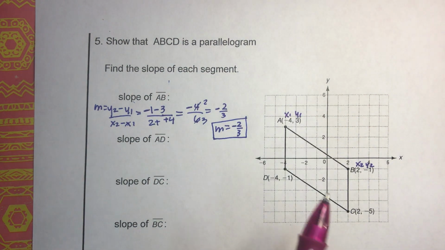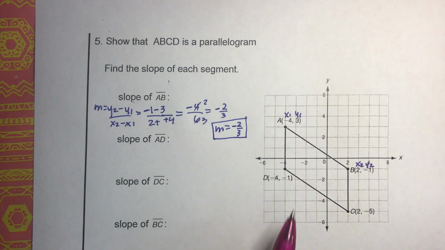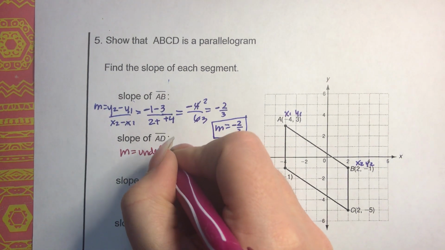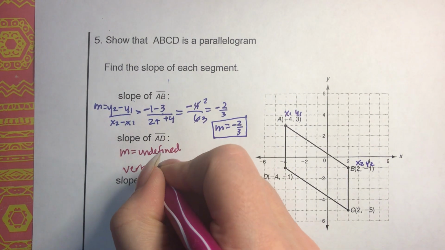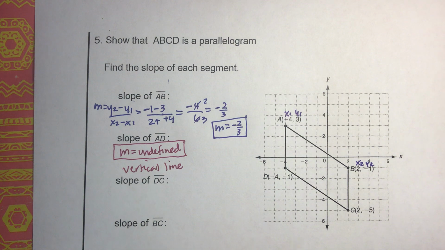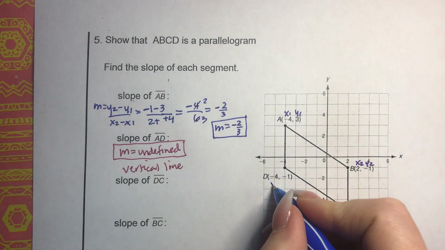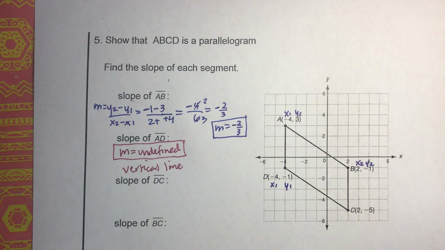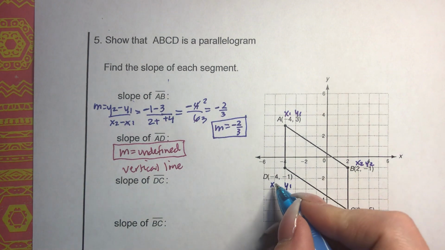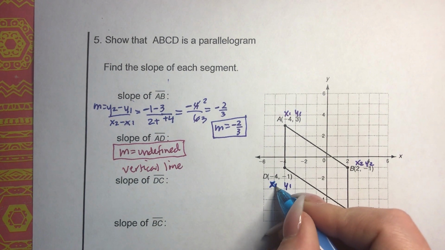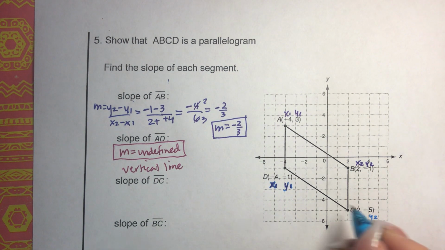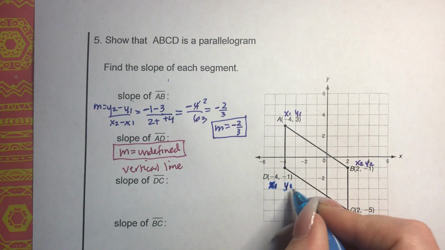Different color. Now we have to find the slope of AD. What do I know about AD? It's a vertical line, which means the slope is undefined. On to the next, DC. We're going to use the slope formula again. This is my x1, y1, and this is x2, y2, in a different color.